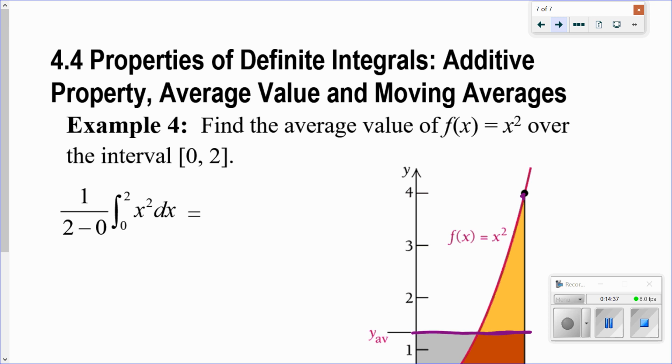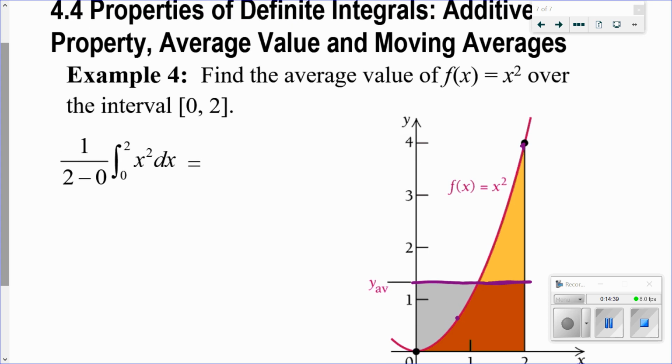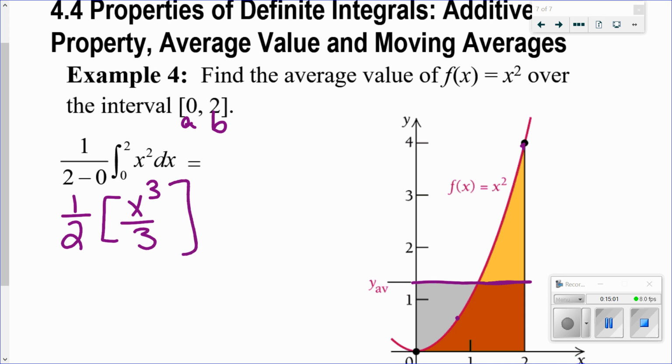All right, so let's do an example of that. In this example, a is 0, b is 2. So we have 1 over b minus a, the antiderivative from 0 to 2 of x squared dx. So let's go ahead and get the antiderivative. So we have x cubed over 3. We need to evaluate that at 0 and 2.